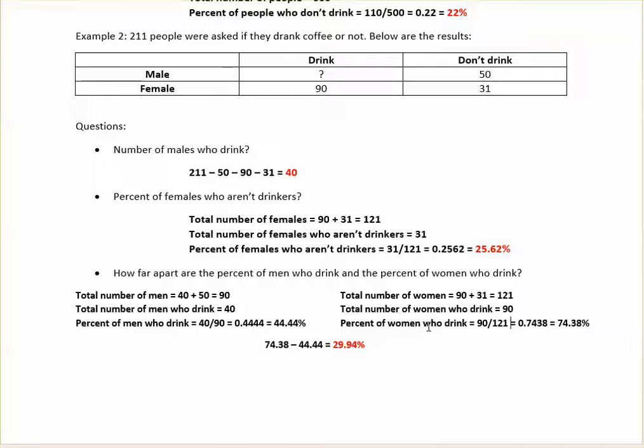Now, the thing here is that it doesn't matter. You're not doing men minus women or women minus men. Just take whatever the biggest percentage is minus the smaller percentage, because we want a positive. We don't want a negative percentage. So it doesn't matter how this reads. No matter how it reads, we always want to take the biggest percent minus the smaller percent. So in this case, we take the 74.38 minus the 44.44 to get 29.94%. So how far apart are the percent of men who drink and the percent of women who drink? 29.94%, but when you put it in Canvas, it's just 29.94.